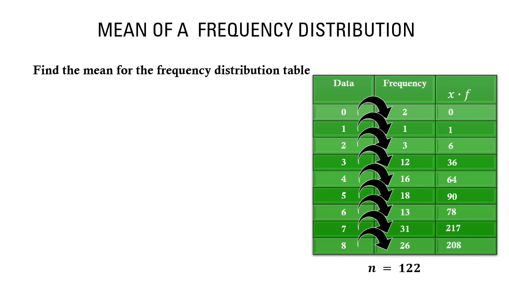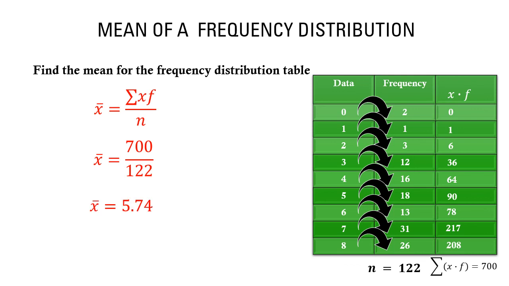The sum of frequencies is 122, and the sum of all the data multiplied by the frequency is 700. Therefore, the mean is 700 over 122. The mean for this distribution table is 5.74.